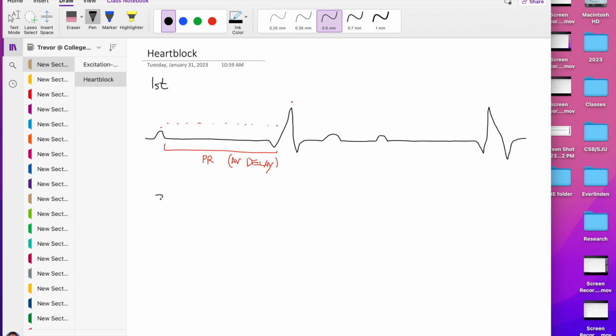Moving on to second degree heart block then. It's going to look something like this on the ECG readout. You're going to see a couple of P waves, then a QRS complex, followed by a T wave, a couple of P waves, QRS, and that T wave. So you're seeing a couple of P waves, or atrial contractions, for each ventricular contraction, right? This QRS complex.